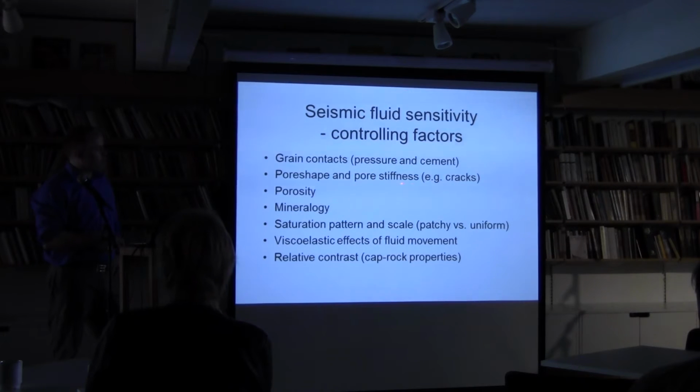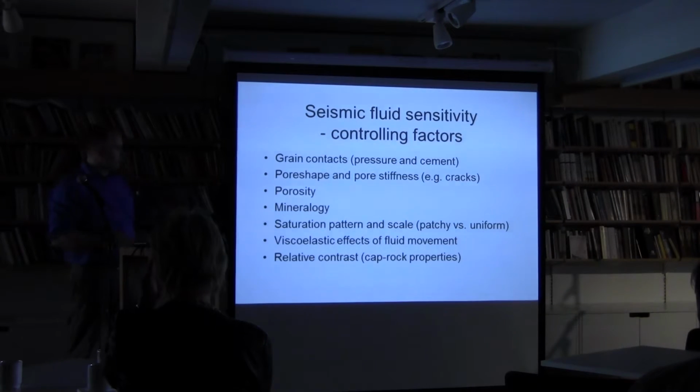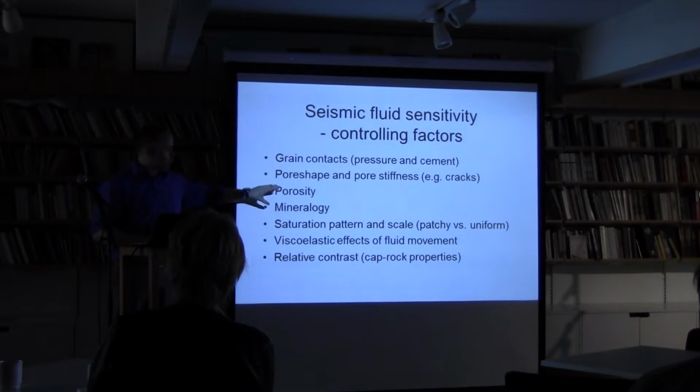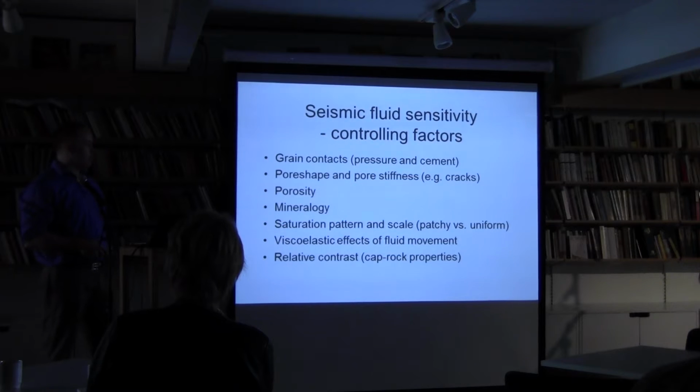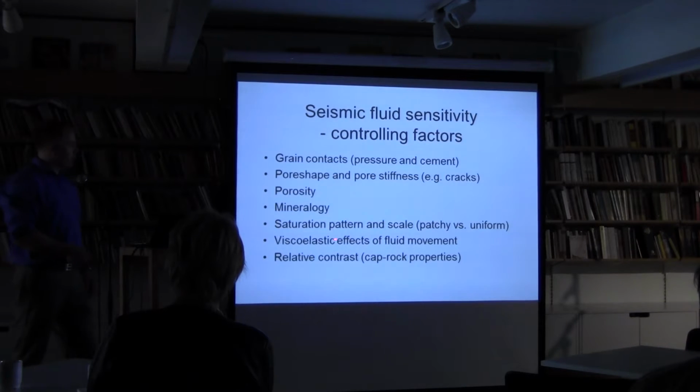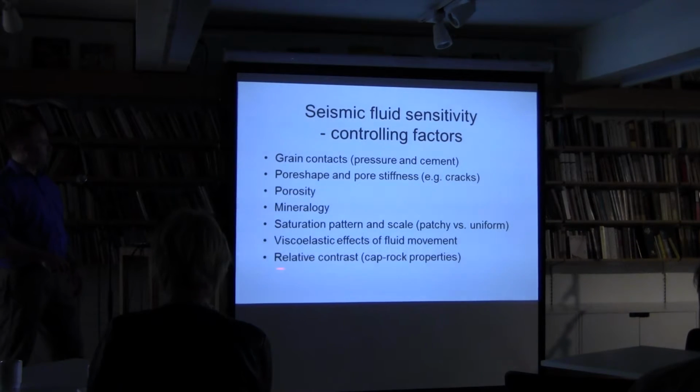But also the pore shape and the pore stiffness. And it could be cracks as well as the pores itself. The porosity is of course important. But it turns out, as I will show you later, that it's really the stiffness of the rock and the grain contacts and the pore shape that is more important than the porosity itself. Mineralogy plays a role. The saturation pattern in the scale, versus if it's patchy or uniform. We can have viscoelastic effects that also cause frequency dependent effects. And the last point is just relative contrast. We have different Kapra properties.